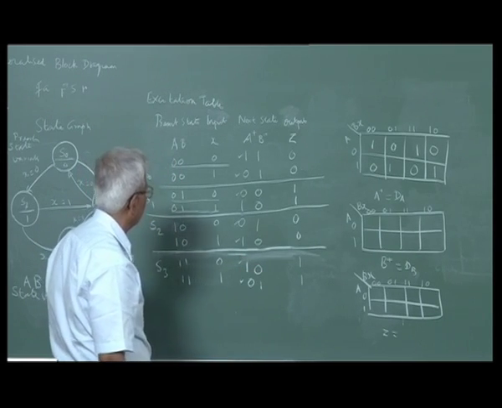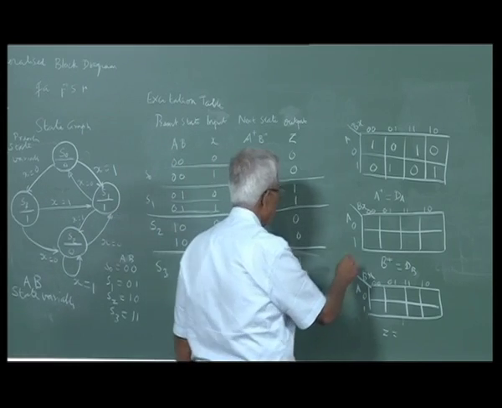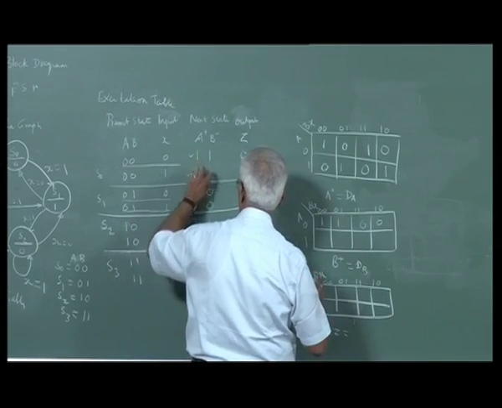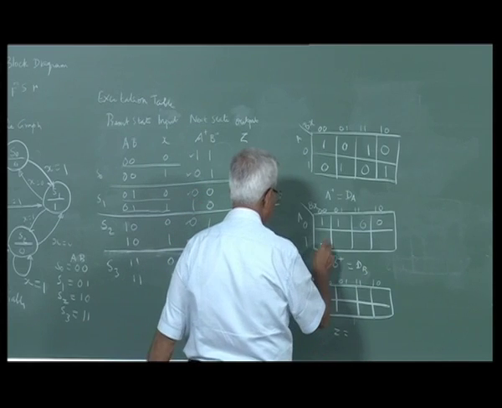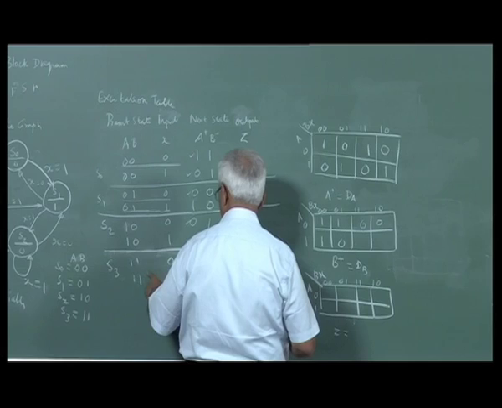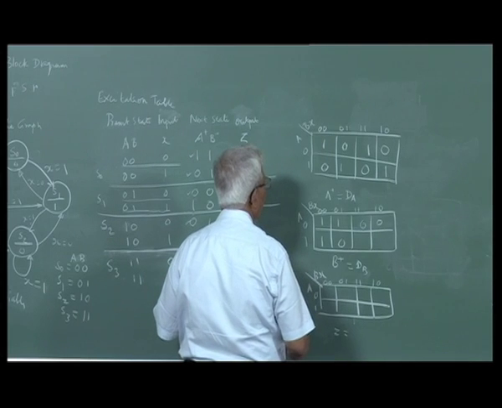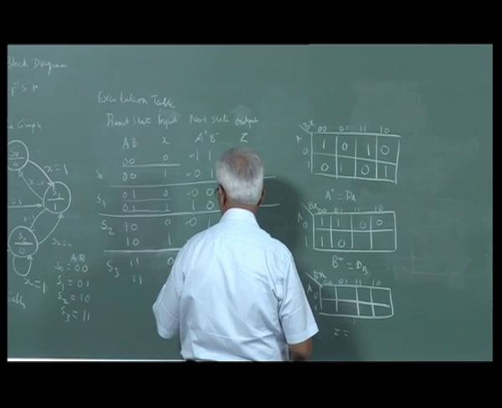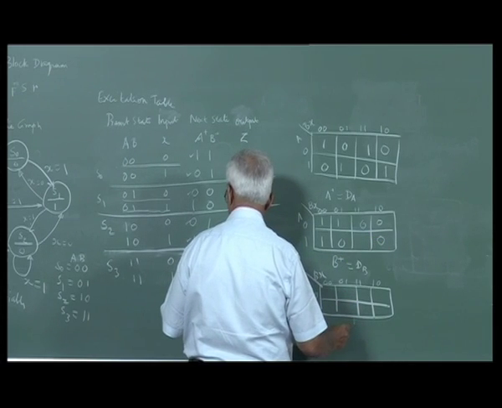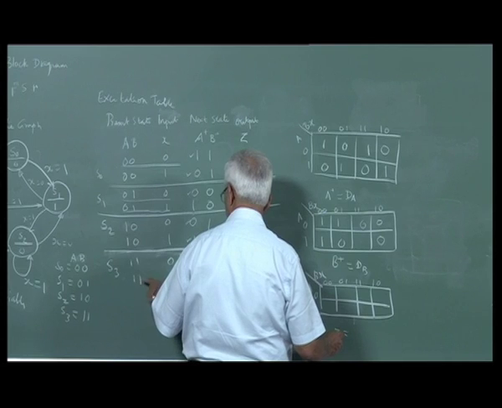B plus: 1, 1, 0, 0; 1, 0; 1, 1, 0; 0; 1, 1, 1 is 0.